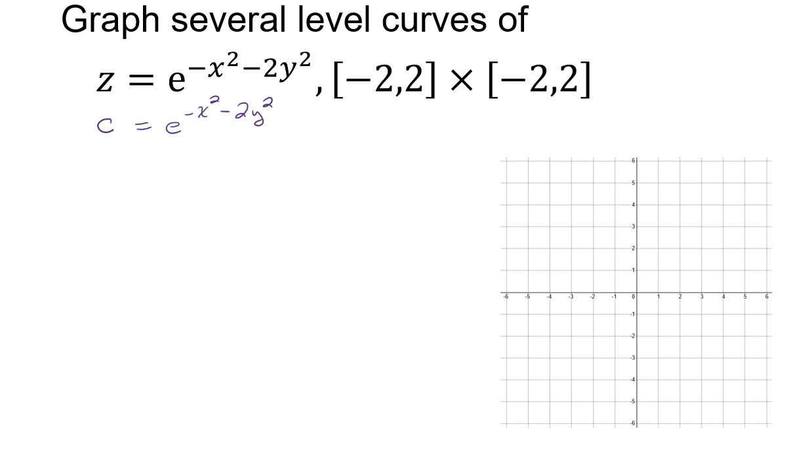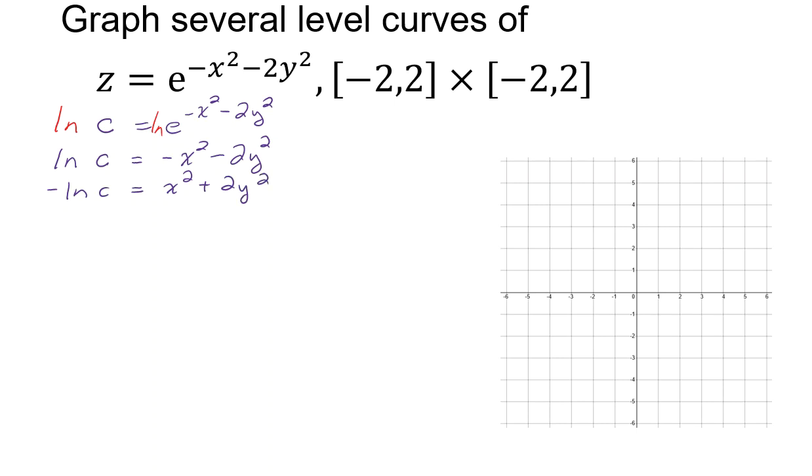All right, so I want to change the form of this to get a better graph. So what I'm going to do is take the natural log of both sides to get all those variables out of the exponent. So let's see what we have. We have the natural log of some constant, which is the elevation that we're concerned about. And then the right-hand side simplifies to negative x squared minus 2y squared. All right, so I'm going to go ahead and multiply both sides by negative 1 just to get rid of those negatives on the right-hand side.